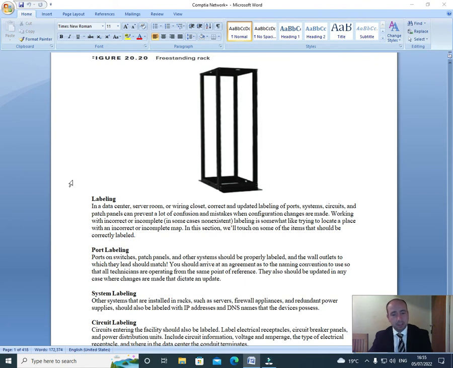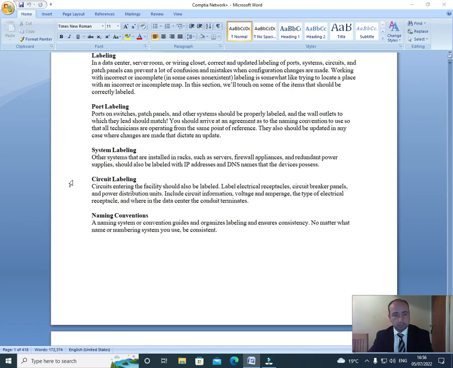Labeling. In a data center, server room or wiring closet, correct and updated labeling of ports, systems, circuits and patch panels can prevent a lot of confusion and mistakes when configuration changes are made. Working with incorrect or incomplete, or in some cases non-existent, labeling is somewhat like trying to locate a place with an incorrect or incomplete map. In the next section, we'll touch on some of the items that should be correctly labeled.